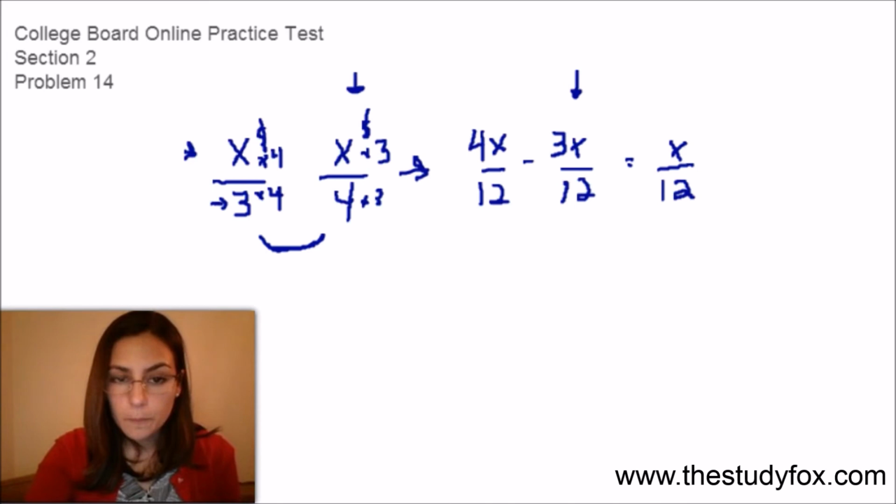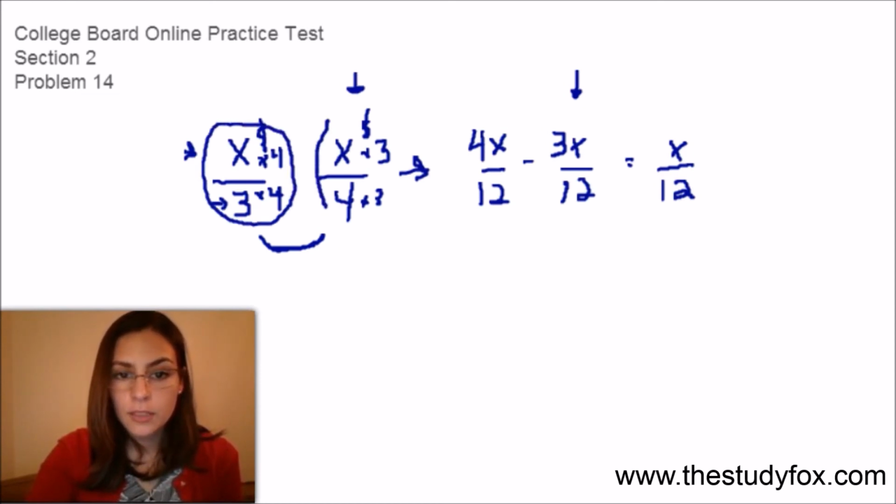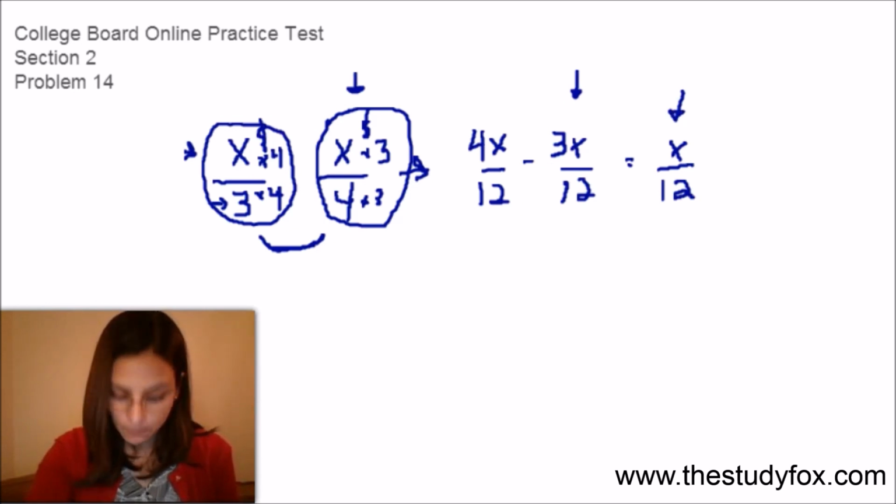So really, if you think about it, that means that the difference in dollars per person, because this means dollars per person and this means dollars per person, the difference in the dollars per person is going to be x over 12, and that is our answer, which is answer A.